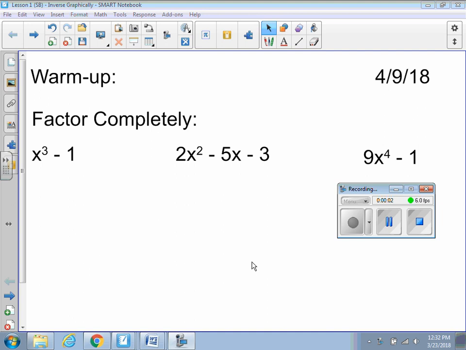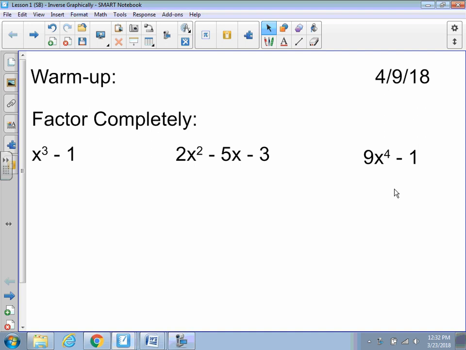All right. Hey guys, so this is our warm-up for today. If you haven't written it down and solved it yet, or I should say simplify or factor it, please do so now. But if you have, let's get started.